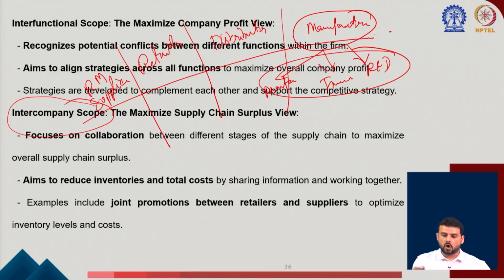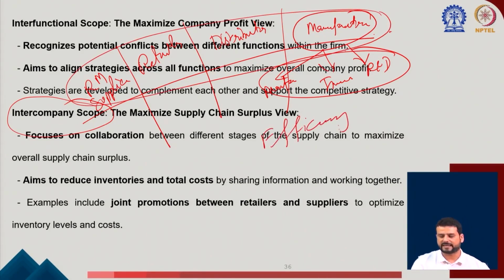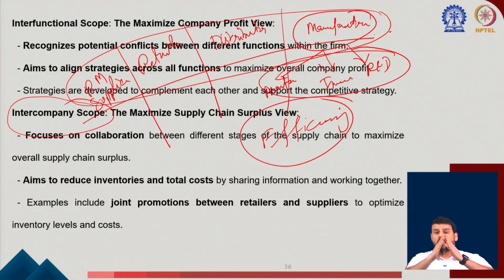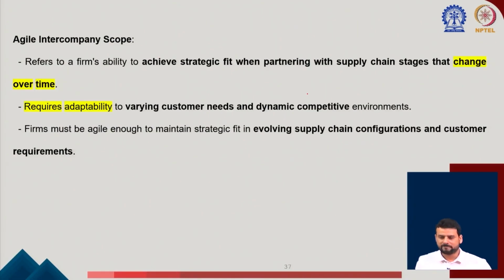Intercompany means, if I am saying that efficiency is the main target, all functions within one organization should be aligned towards efficiency, then all organizations involved in that supply chain should be aligned towards the efficiency. This is the complete view, maximizing the supply chain surplus, right? So if we understood these concepts, we will quickly go through the diagram which I wanted to show you.